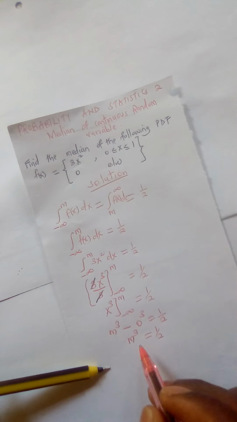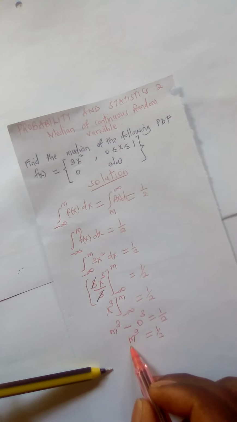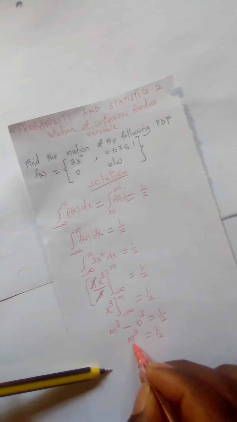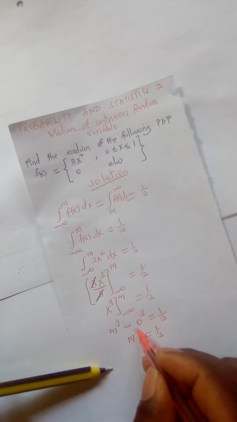Now after that, you can as well get m, because that's my main area of concern. So how can I get m, since it is m cubed? By just getting the cube root.